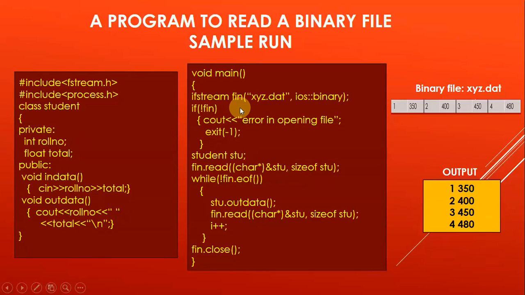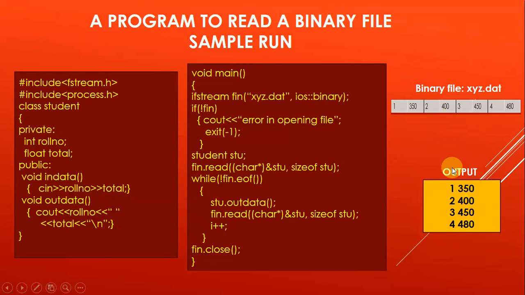When we open the file in the input mode, my file pointer is always at the first record. When I give this statement, this first record will be stored in the stu buffer. Now while not fin.eof, unless or until the end of file is reached, I will display stu.outdata. So 1 and 350 will be displayed, and then I will read the next record, which is 2 and 400. This data will be stored in the object stu. There is no need to give i++, and then while not fin.eof, again unless or until the end of file is reached, it will keep on reading the data and displaying it like this.